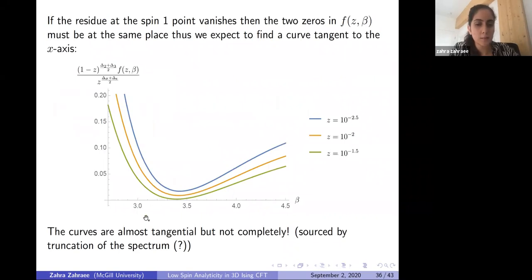We see that they are almost tangential. However, they're not quite. There's an error bar explaining why it's not. The error of truncation can explain why they're not tangential. You can see that the error of truncation matters once you look at different values of z. So the error is compatible with the spin 1 operator vanishing. However, again, it doesn't conclusively show it.